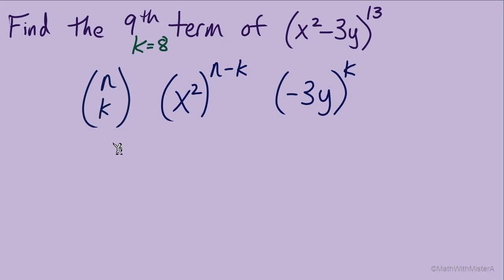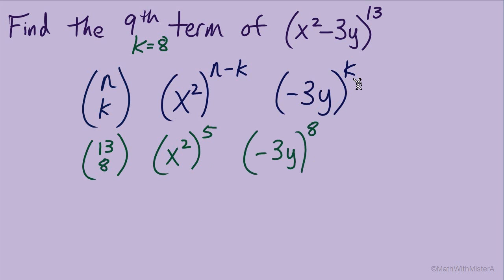Let's fill in these expressions. The coefficient is 13 choose 8. Here we'll have x squared, and this subtract 13 minus 8 equals 5. And back here we'll have negative 3y to the k, to the 8th. Let's do our factorials. 13 factorial over 5 factorial times 8 factorial. And this simplifies to equal 1,287.